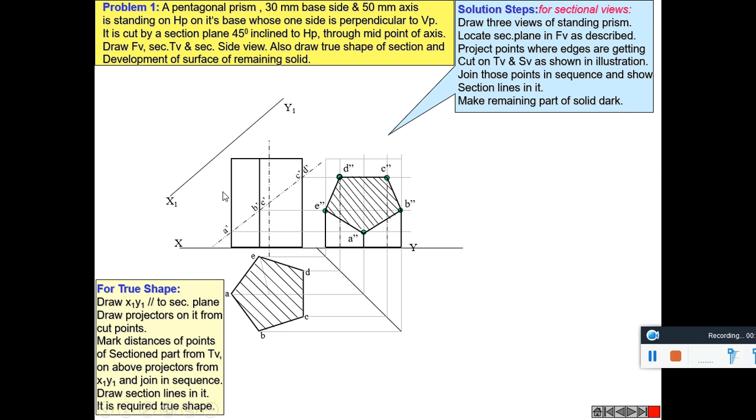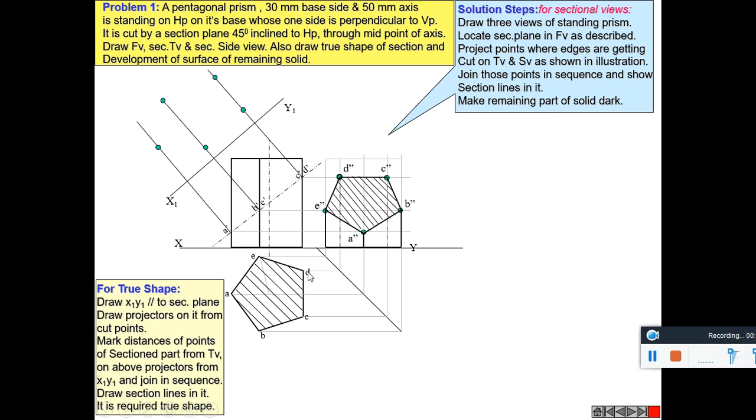To draw the true shape of the section, draw a line x1, y1 which is parallel to the cutting plane. Line x1, y1 is parallel to a dash, d dash. From these points a dash, b dash, c dash, d dash, lines are drawn perpendicular to x1, y1, and the distance of A from XY is marked from this point. Similarly, this is the point E, and the distance of E from this line is marked here. This is the point B. This is the distance from XY line to B, marked from X1, Y1 to this.